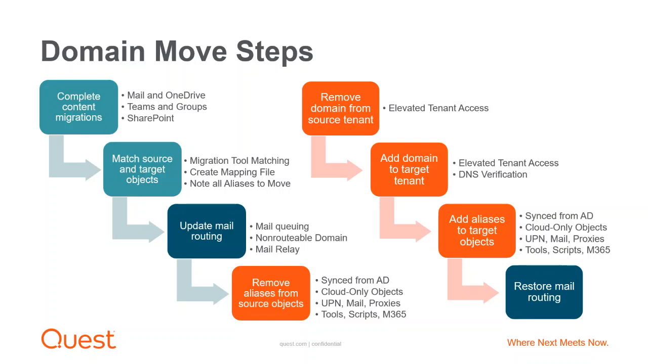Once you confirm that everything looks correct in the target tenant, you can finally restore your mail routing and perform final validations. And don't forget to take care of any extra tasks that you might have identified earlier, such as resetting source UPNs or updating application configs.